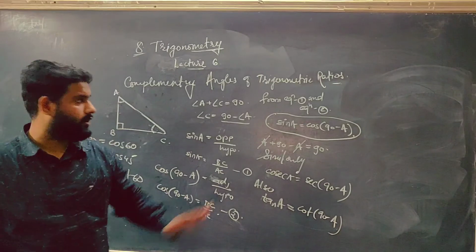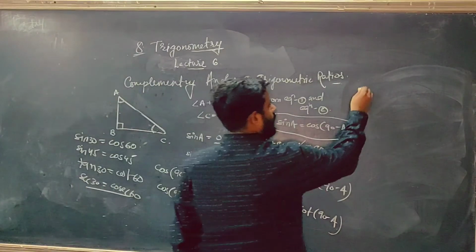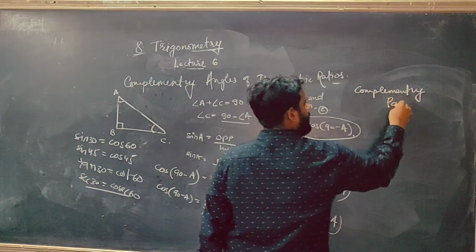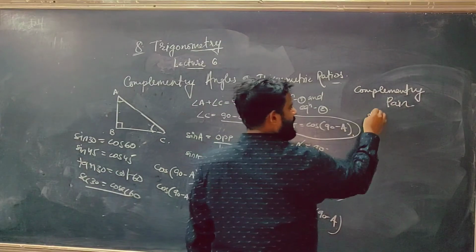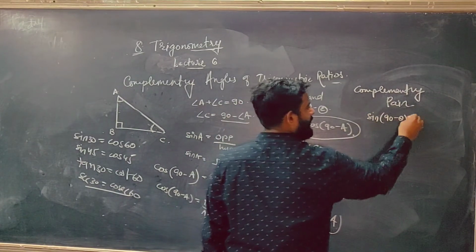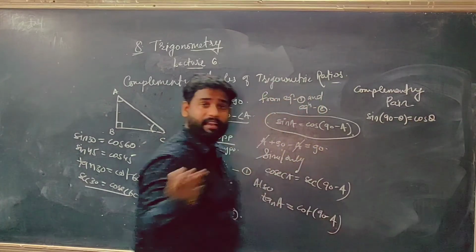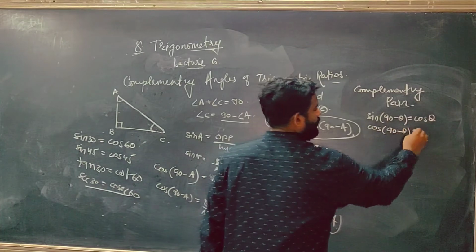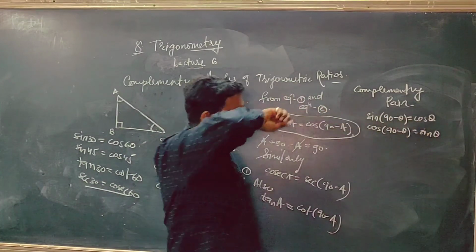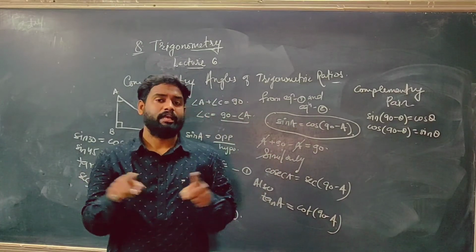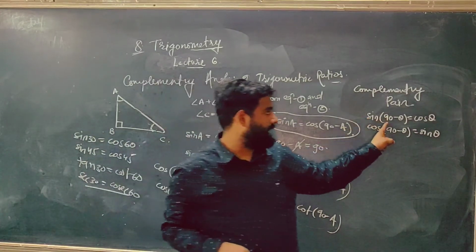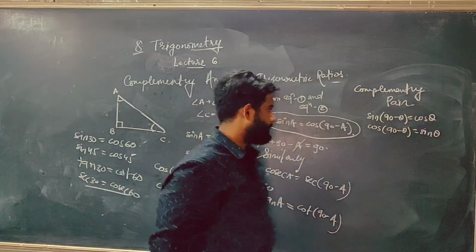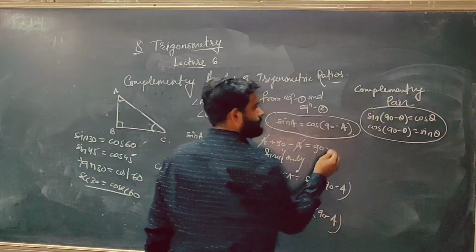What is the thing that you have to remember? You have to remember the complementary pairs. What is the complementary pair? Sine 90 minus theta gives you cos theta, and vice versa: cos 90 minus theta gives you sin theta. You apply this whenever the sum of both angles is 90. So in 90 minus theta, sin will convert to cos, with the same theta. So that is one pair you have to remember.